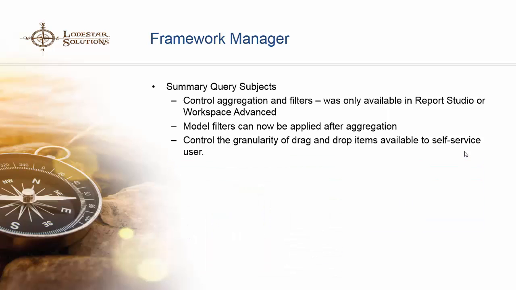A summary query subject allows you to specify grouping and aggregation in the model when it was only available in Report Studio previously. So you can create the desired level of granularity once in the model, and it can be used over and over and over again. So for instance, you can create, let's say, a top products above 100,000 and create the grouping in FM for use in every report. So what this does is help control the granularity of drag and drop items, helps give that self-service to the end user.